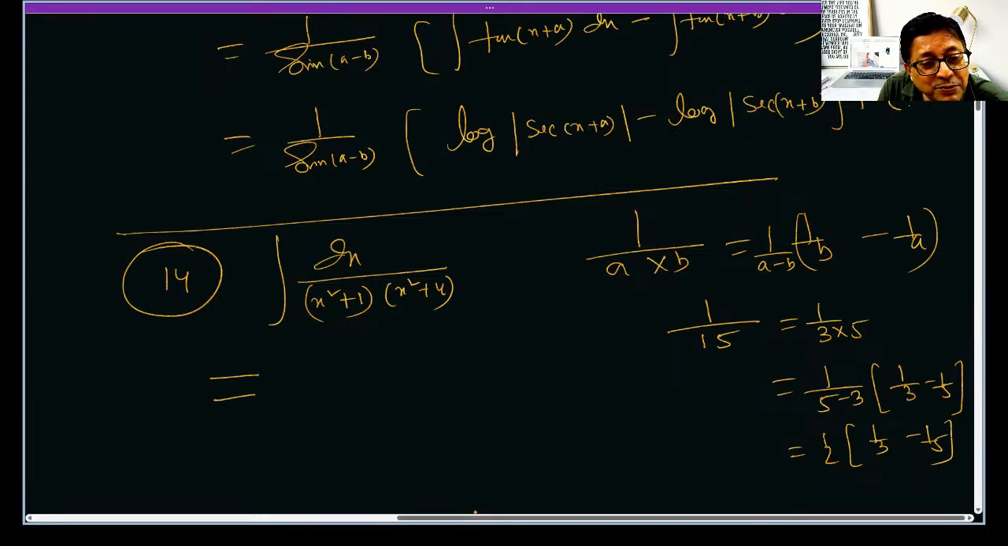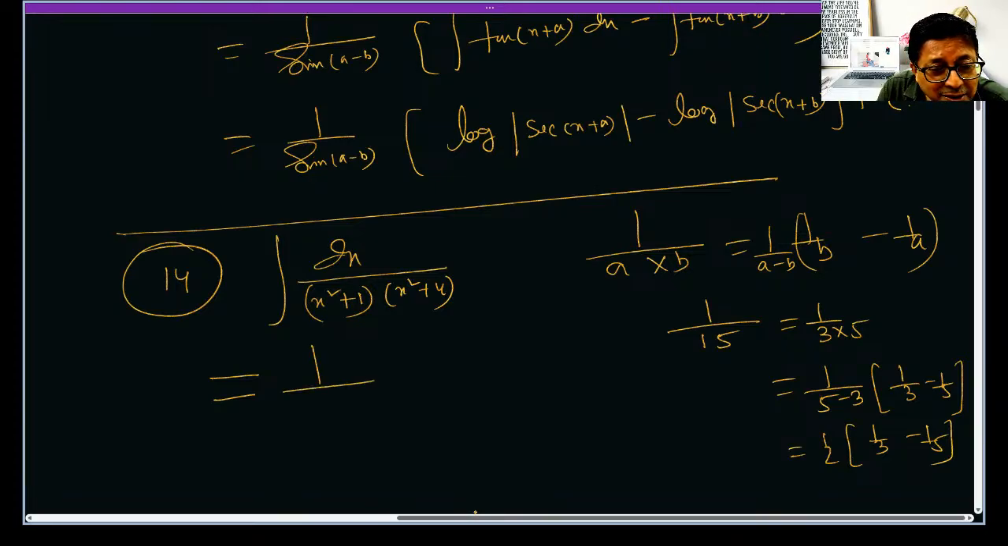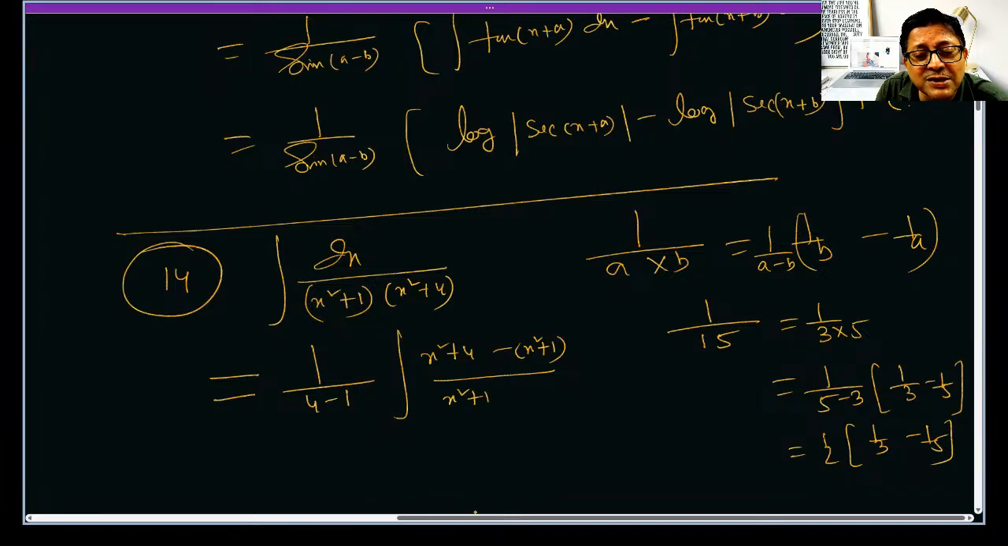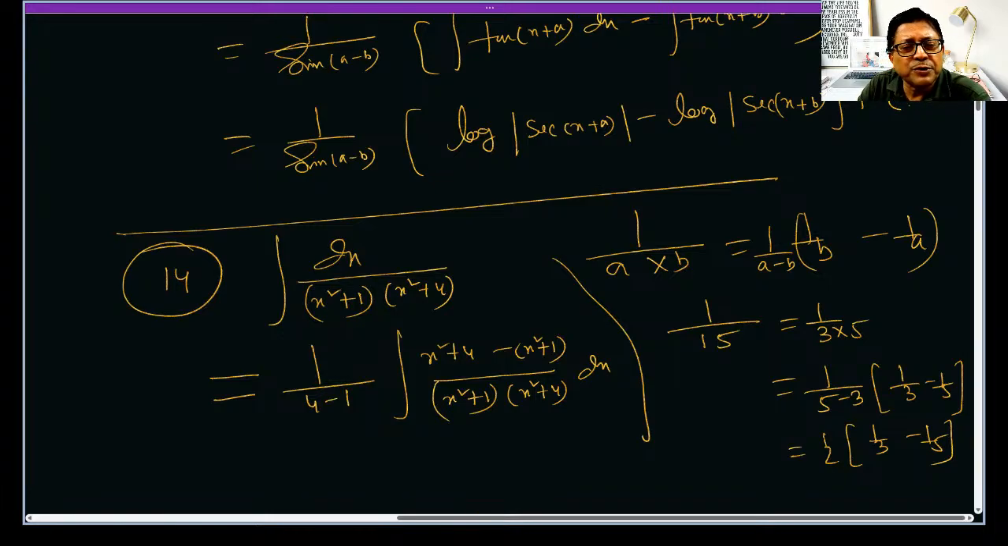So if we imagine that x square plus 1 is a and x square plus 4 is b, then 1 by b minus a. 4 minus 1 you take outside because it is constant, and here you write the numerator as x square plus 4. No need to take the trouble of splitting this as ax plus b and cx plus d form. This we can do always. And you are in class 12, you understand the manipulation with me.